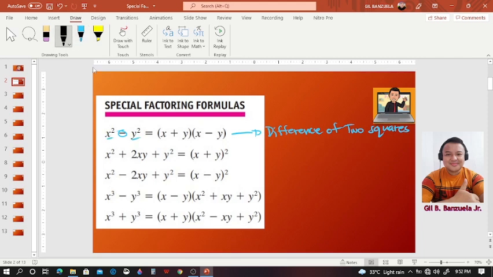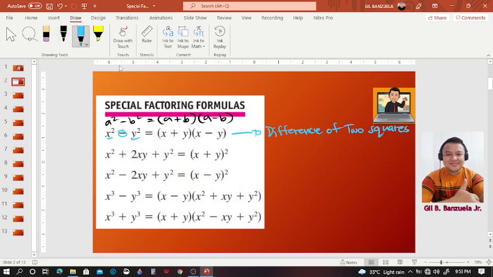And some books use a squared minus b squared. So pareho lang naman yun guys, no? So ganun pa rin. So every time that the scenario is this, difference of two squares, the answer is always a plus b multiply to a minus b. Or if you are using x and y, so x plus y multiply to x minus y. So that is always the answer, no? So mamaya ipapakita ko sa inyo kung paano yan ginagawa.